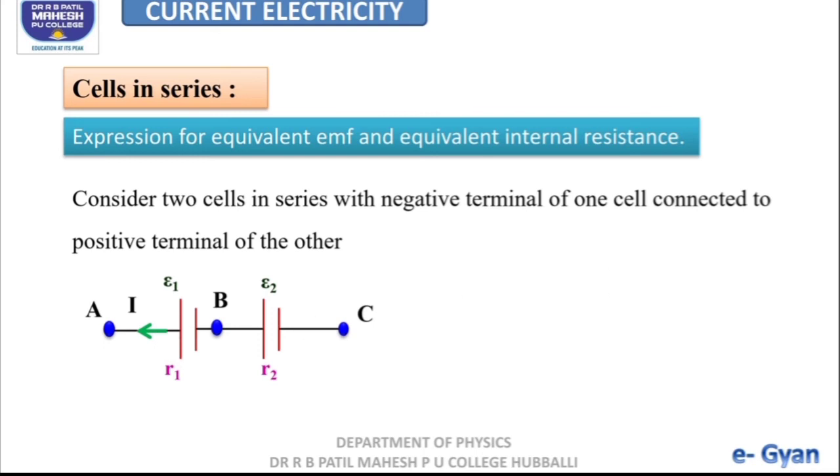This combination is replaced by a single cell which produces the same amount of current, with EMF E equivalent and internal resistance R equivalent. This single cell is doing the same work as the combination of cells. This single cell is producing a current I, and this combination of cells is also producing current I. Hence, this cell is equivalent to the combination of these two cells. Now let us derive the expression for equivalent EMF and equivalent internal resistance.